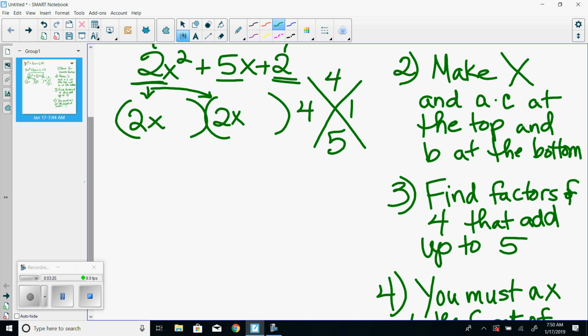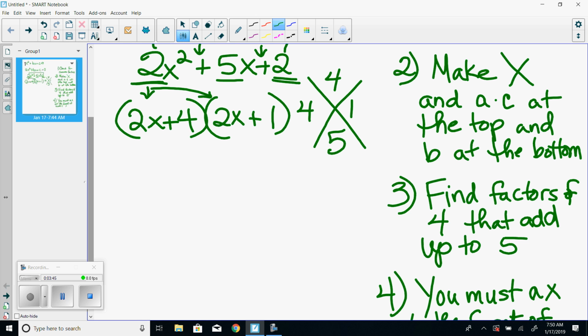Then I'm going to do what I did before and put the factors here. And then because this is a plus, both signs will be the same, and both signs will be positive because of the one in front of the 5.